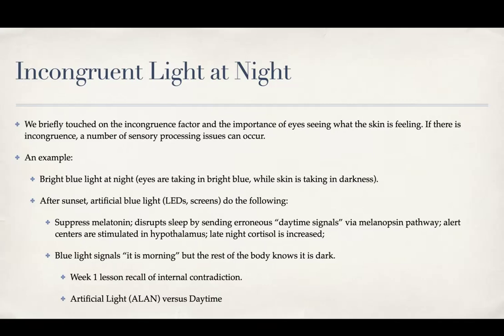So bright blue light at night after sunset is going to be part of that incongruency. And unfortunately, blue light is in everything. It's in our LED lights, it's in every screen, it's in the lights in your fridge. Even some of the red lights that we can buy are literally LED lights wrapped in red, so it's not a true red amber light.